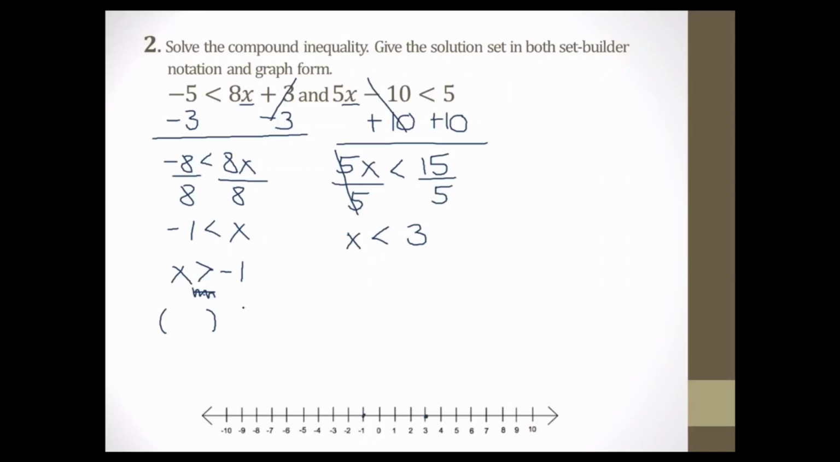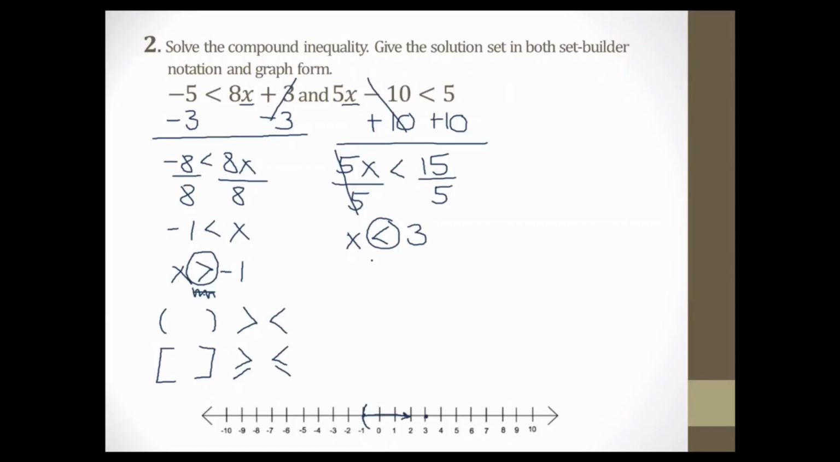So the parentheses go along with these two signs, and then the brackets go along with the greater than or equal to sign and the less than or equal to sign. So in our case, we only have these signs, so we're dealing with parentheses. So at -1, it says x is greater than -1, so the numbers are greater than -1, which means the side to the right of -1 should be shaded.